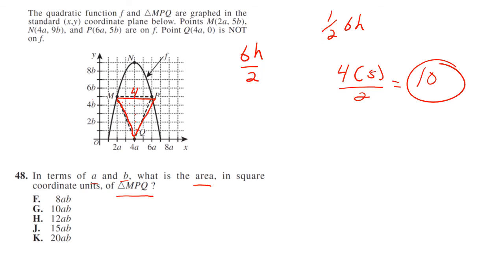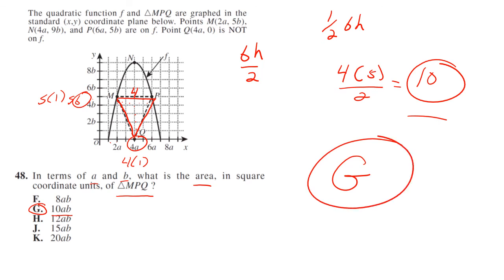So 10 times 1 times 1. Right, so 4 times 1 gives us 4. 5 times 1, this is 5B. 5 times 1 gives us 5. So the A and the B are just like 1, right? So 10 times 1 times 1 is 10, which is what we're looking for. So our answer has to be G. Don't overthink this one.